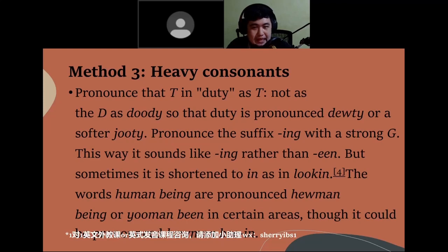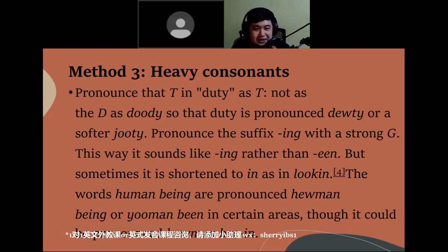Pronounce that T in duty as T, not as D. Remember, the T's in American are D's, and that's how they say it. So duty is pronounced with a clear T, or a softer version. There are subtleties in their pronunciations. Some pronounce it one way, and some another.